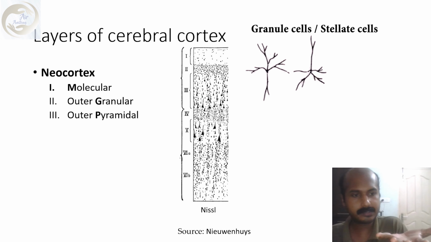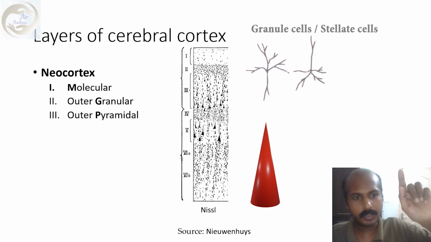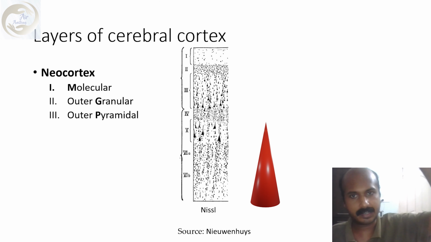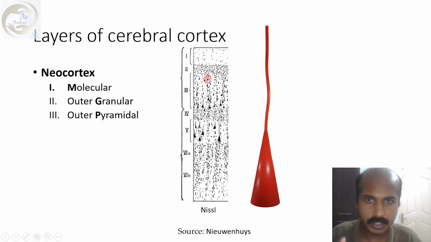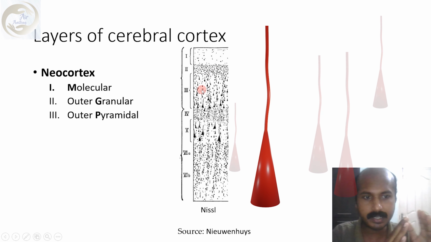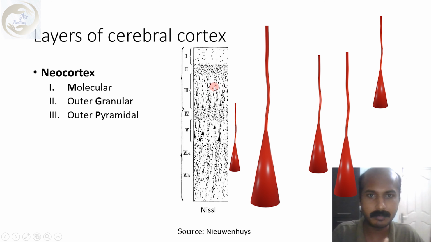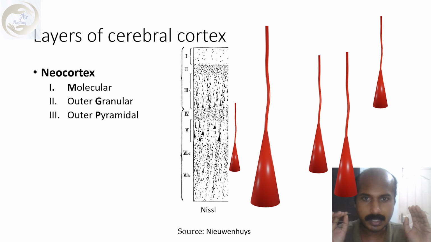Suppose this is the base and this is that cone. The apex of that cone will give off an apical dendrite. The apical dendrite will be going superficially towards the pial surface. So all these apical dendrites will be directed superficially. That is why all of them look characteristically like an isosceles triangle.